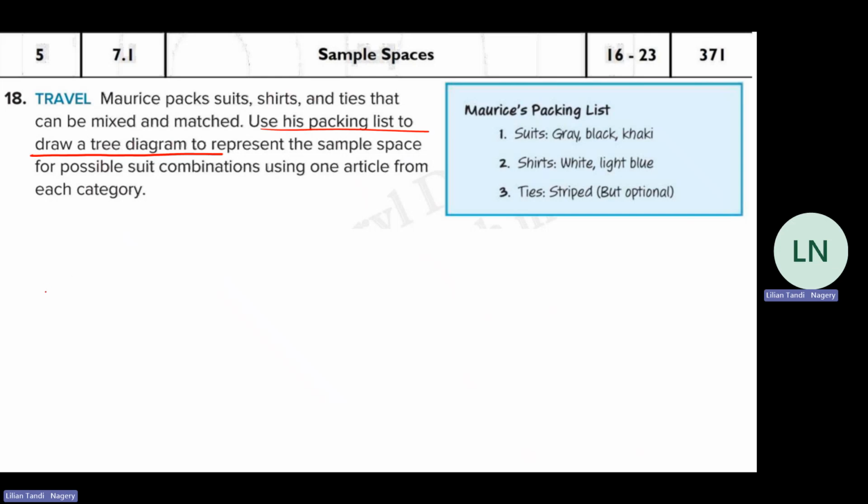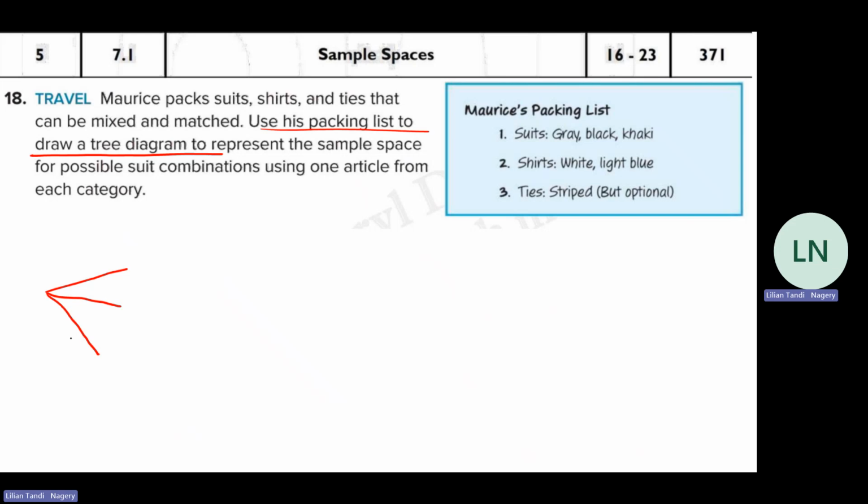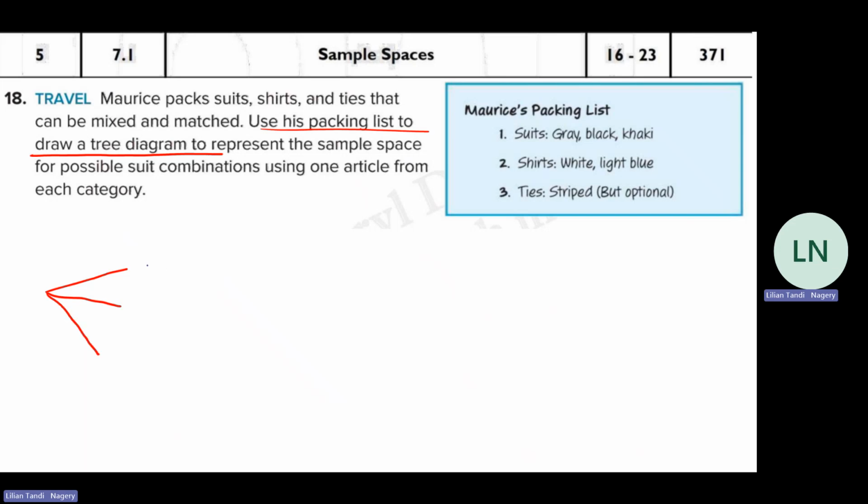Okay, so gray. I don't have gray. I'll use, do we have black? Yes. Okay, so I use purple to show gray.